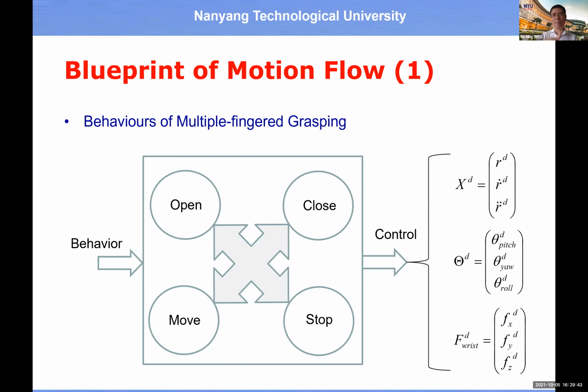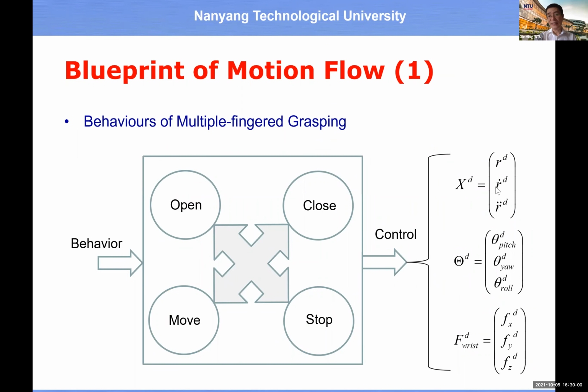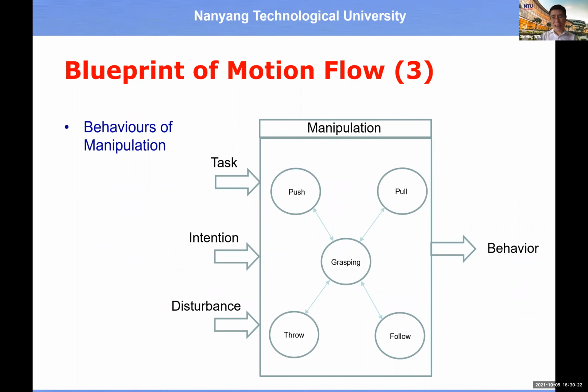Then for the planning part, we may plan the grasping. In terms of grasping, we have these typical actions of open, close, move, stop, etc. Okay. Then once we break down the behavior, so these are the behaviors at the higher level. Then the lower level are the controllable or desired signals to be produced by the humanoid robot. With this in mind, we can supply this as an input to the feedback control loop. Then we should be able to produce an actual signal as an output. Okay. Then for manipulation at the high level, we may have these kinds of descriptions, such as push, pull, grasping, throw, follow, etc. And then this action could be the result of task-based planning or intention-based planning or disturbance-based planning, etc.